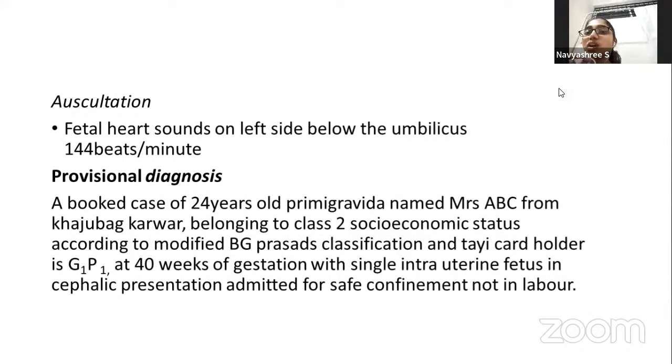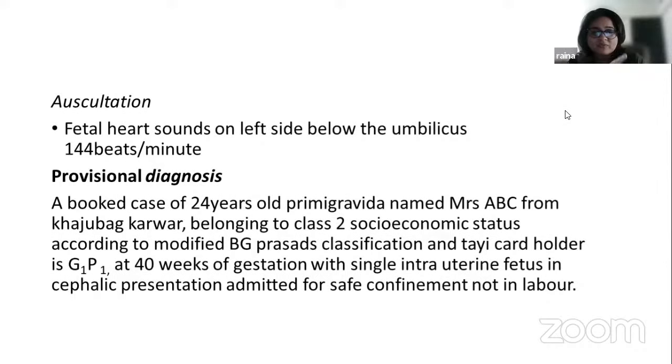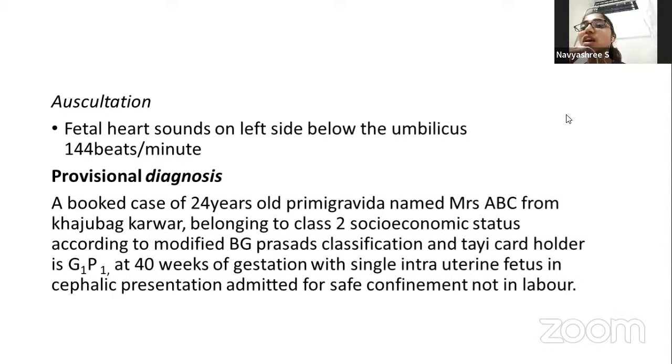Provisional diagnosis: a booked case of 24-year-old primary gravida, Mistress ABC from Kajubag Karwar, belonged to class 2 socioeconomic status according to modified BG Prasad's classification. She is a Thai card holder. She was primary gravida. This is wrong. P1 is wrong here. It has to be she is G1. So it will be P0. Then 40 weeks of gestation with single intrauterine fetus in a cephalic presentation, admitted for safe confinement, not in labor.